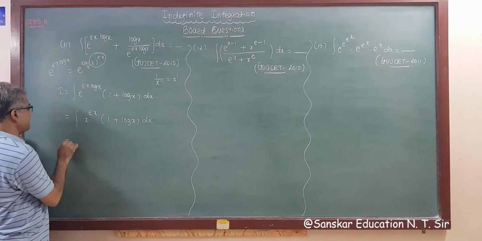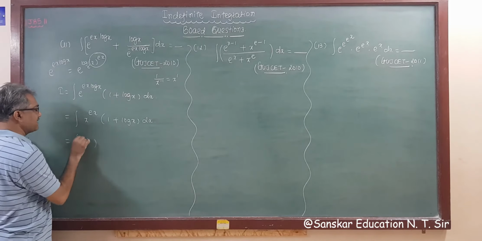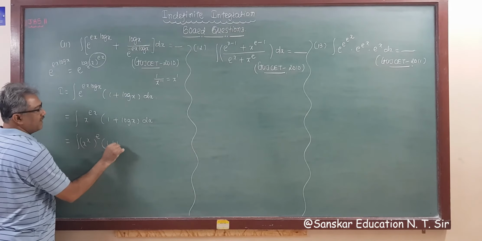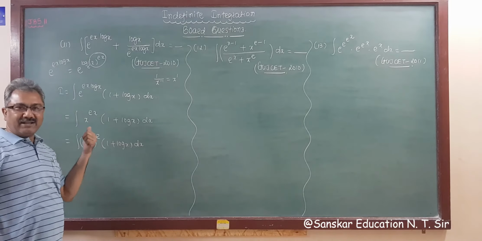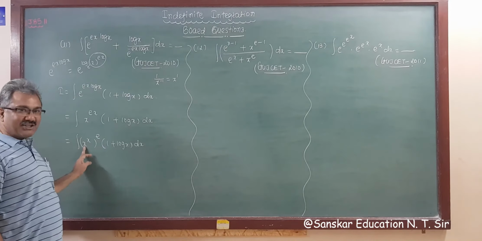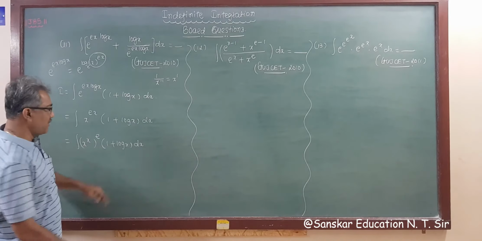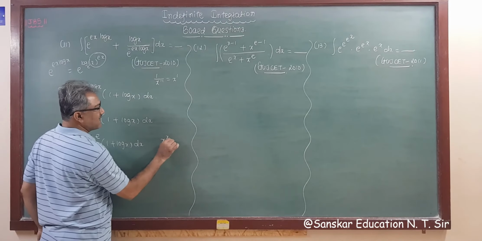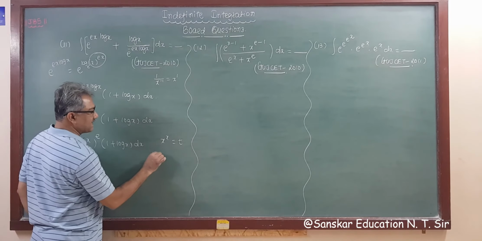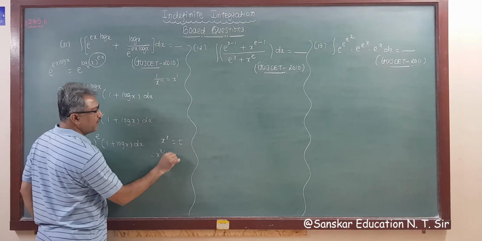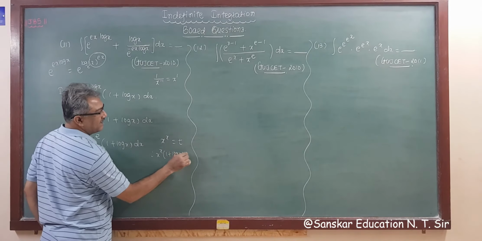Now this is integration of x raised to x, raised to e, into 1 plus log x dx. Now you know from the derivative that the derivative of x raised to x is x raised to x into 1 plus log x. So assuming x raised to x is equal to t, the derivative of this is x raised to x into 1 plus log x, right?